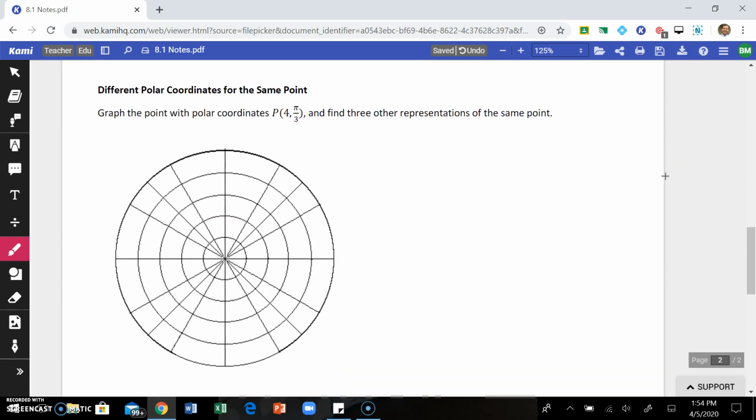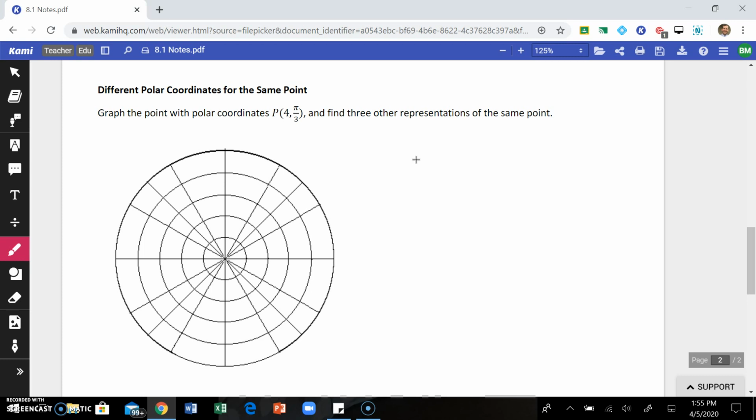Okay, so this next part talks about how we can have a lot of different names for one point. So in the Cartesian system, what you're used to with x's and y's, there's really only one way to call a point. So if I say the point 2, 3, you know that means go horizontally 2, vertically 3, and plot that point, and that is the only point that will be in that location.